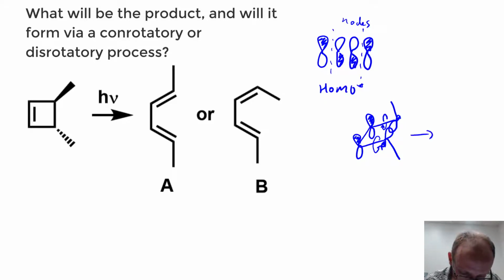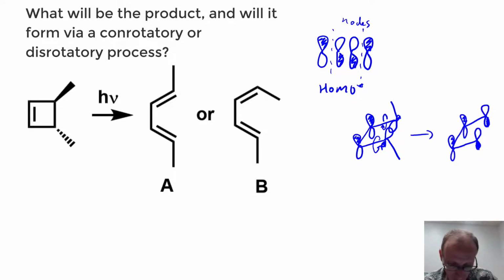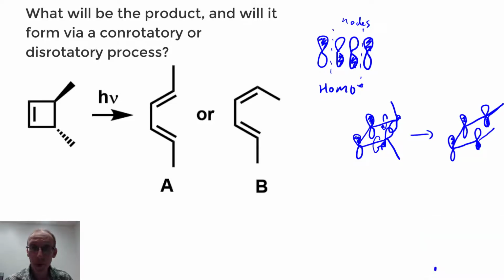Okay, so we follow that through, and we're going to end up with that phase there, that phase there, and that phase there. And we've rotated in such a way that this methyl group ends up out that way, and this other methyl group ends up pointing that way. So they're both in the same direction.